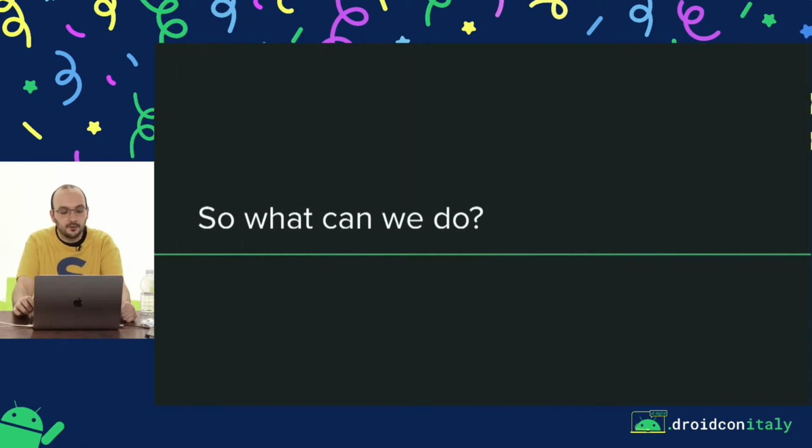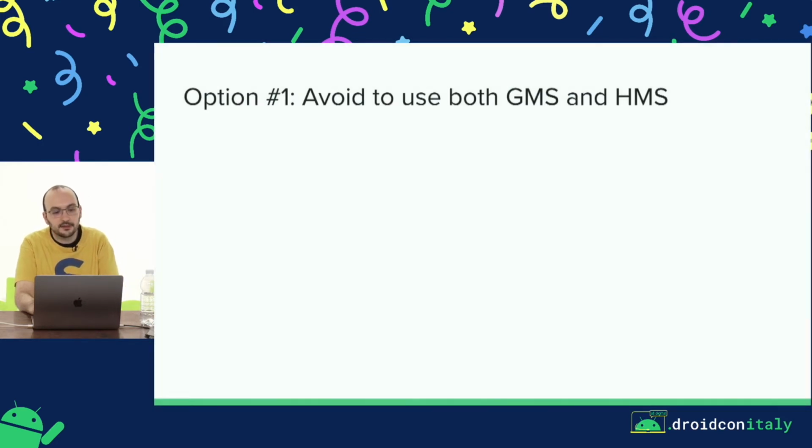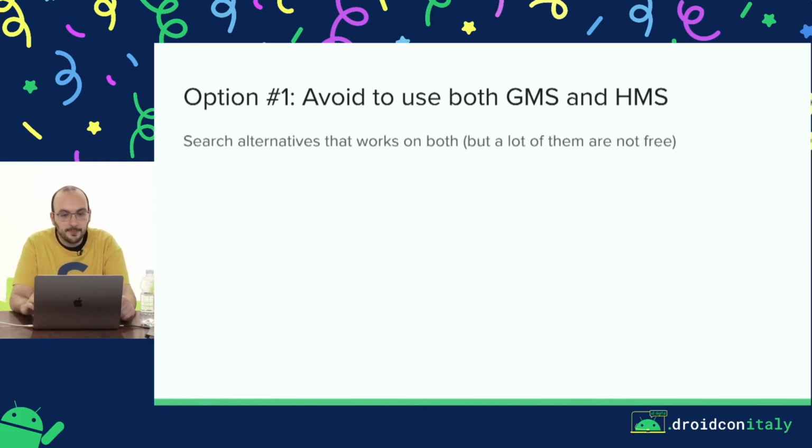So what can we do? I found at least three different options that we will see. And the first option is to avoid using both GMS and HMS. This is my least favorite option, of course, but it's an option. So we can search for alternatives that work on both, but we need to keep in mind that a lot of them are not free.